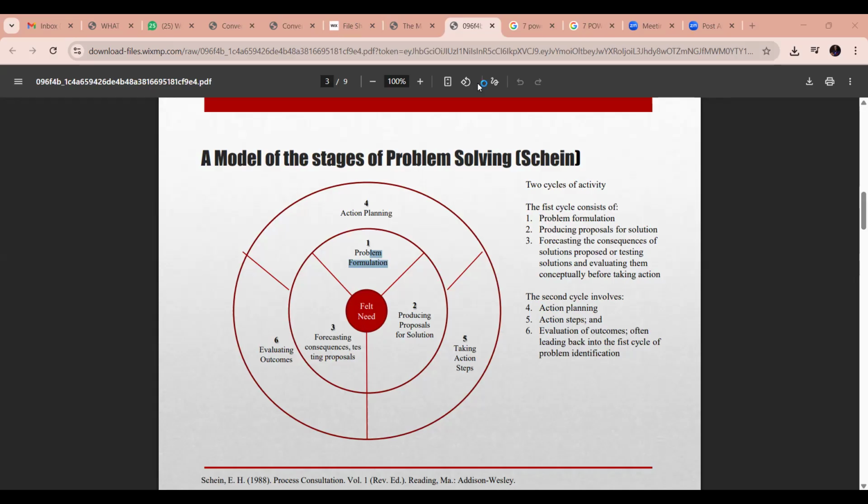The next thing under this model of 6 phases is producing proposals for solution. So you can see the red is the felt need, what they need. The next thing is the problem formulation. Next is coming up with proposals or solutions to solve the problem. And then the third one here is, for these solutions that we are proposing, these are the likely outcomes. That's step 3. These are the likely outcomes for each of these proposals.